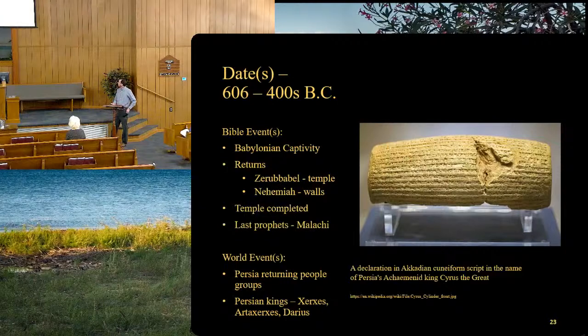One note here that I want to look at is this artifact, which is very popular. You've probably seen or heard about it before. It's an inscription in Akkadian language, Cuneiform script, from the Persian king Cyrus the Great. This is Cyrus the Great's inscription where he directs people who were captive to return to their homelands, or gives them the permission and ability to return. That fits in with the return periods there.